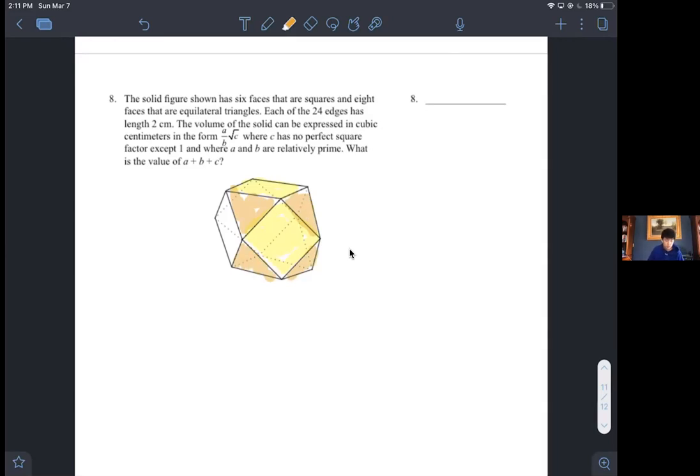And so each of the 24 edges has length 2, and the volume of the solid can be expressed in cubic centimeters. So in general, when you're trying to calculate the volume of a complicated figure, you want to break it down into component parts.